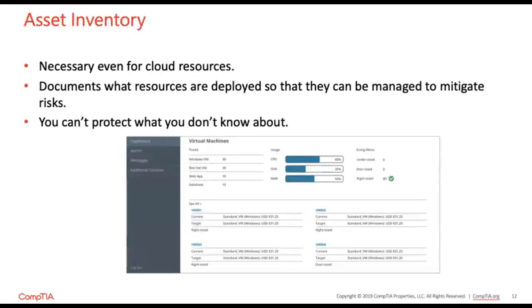So now we're going to look at asset inventory. I would say that this is not necessary for cloud resources, but it is important to know. So asset inventory is basically documenting the resources deployed so they can be managed and mitigated. You can't protect what you don't know, which is why a lot of security third parties will spend a lot of time looking at the specific threat to the organization and what the impact of that would be.